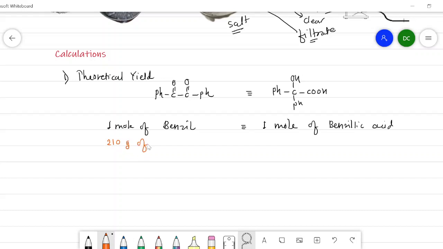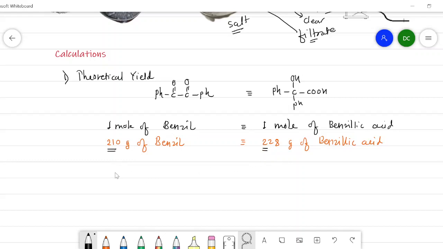210 gram of benzil corresponds to 228 gram of benzilic acid. It means that under standard condition or in an ideal condition, if you take 210 gram benzil and it is ground with the KOH, then we have to get 228 gram of benzilic acid.